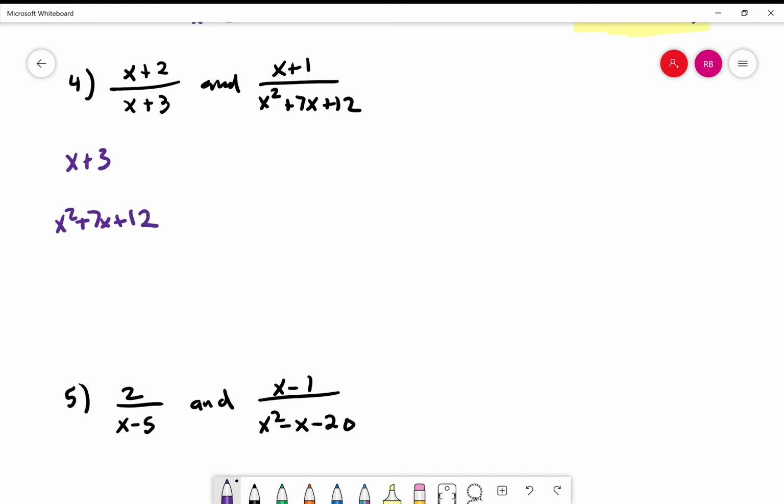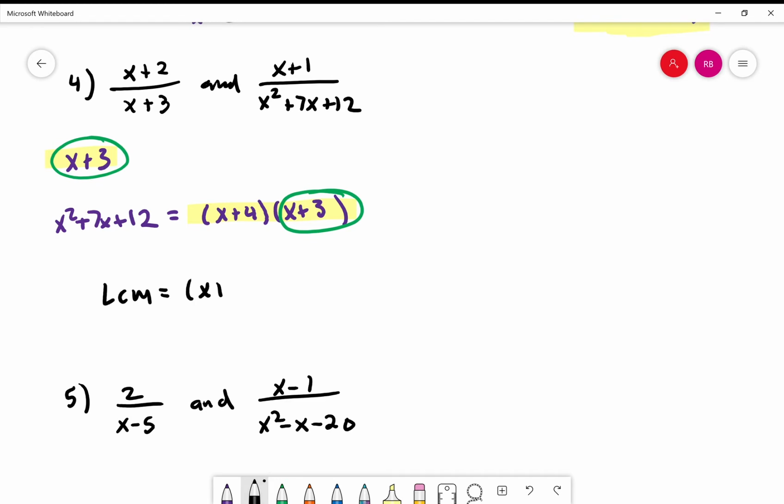So that one I can factor out even more. So we have x plus 4, x plus 3. That's our factored out form. So in reality, we're using these right here. So as you can see, we have x plus 3, x plus 3. Shared factors are only written once.